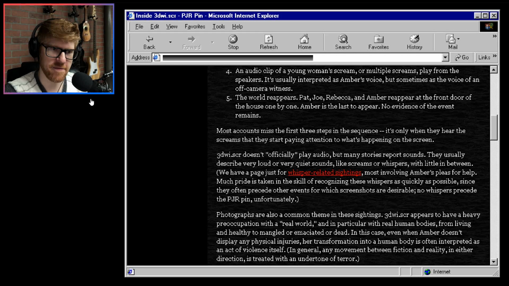Because 3D Whisker doesn't officially play audio, but many stories report sounds. They usually describe very loud or very quiet sounds, like screams or whispers, with little in between. We have a page just for whisper-related sightings, most involving Amber.